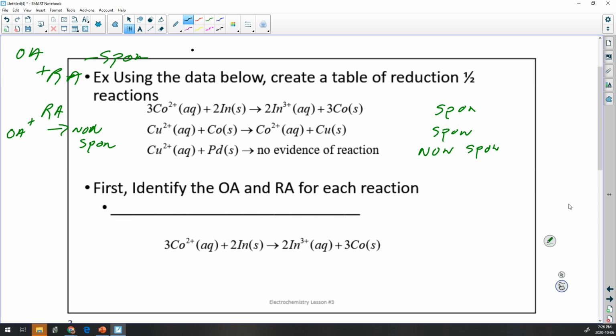So first we have to identify the OAs and the RAs for each of the reactions. Okay, so what we have here, we've got cobalt 2 plus going to cobalt solid. Remember that 2 plus means there's two fewer electrons than protons. So this one gains electrons.